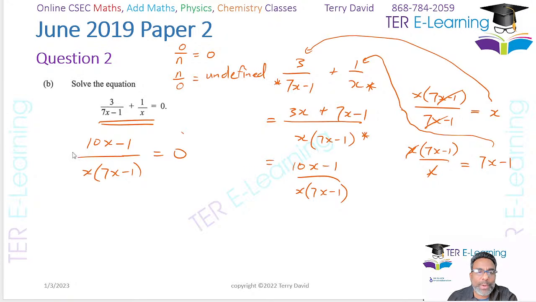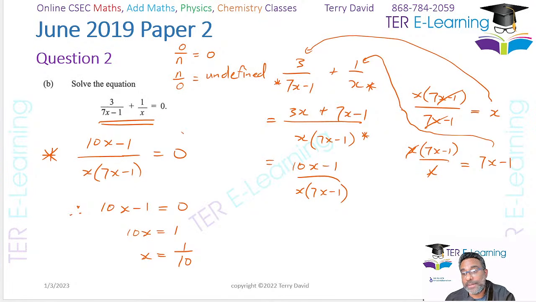So the only way that this expression here can be equal to 0 is if your numerator is equal to 0. So therefore, what you have to do is to say 10x minus 1 is equal to 0. So therefore, 10x is equal to 1, and therefore x is 1 over 10, right? Lots of students had great difficulty with that particular question, sorry, right?